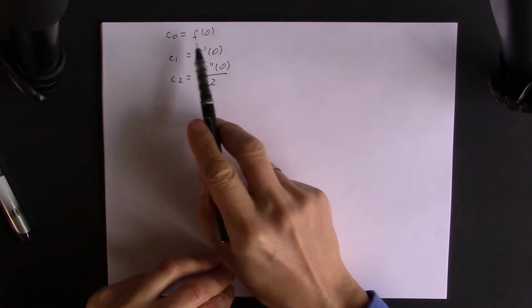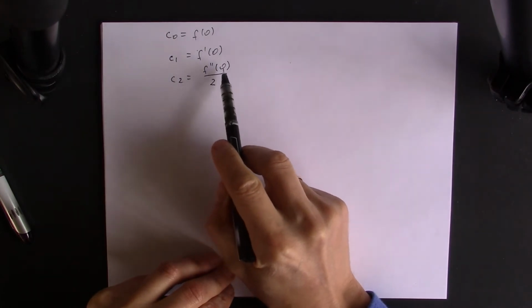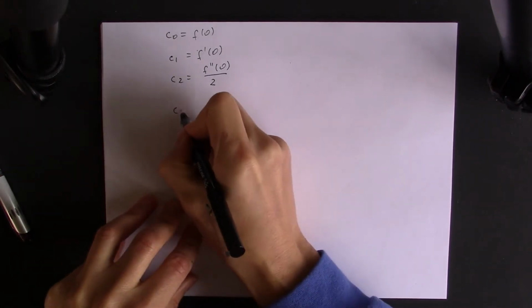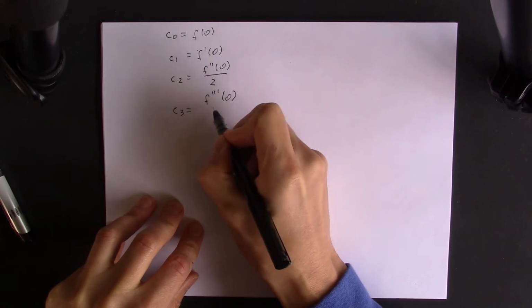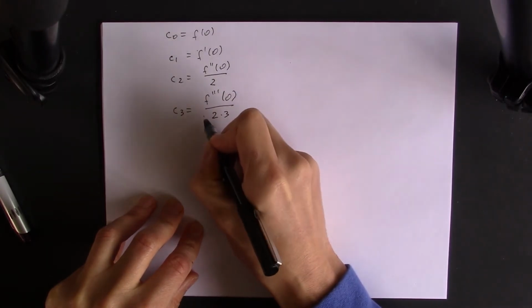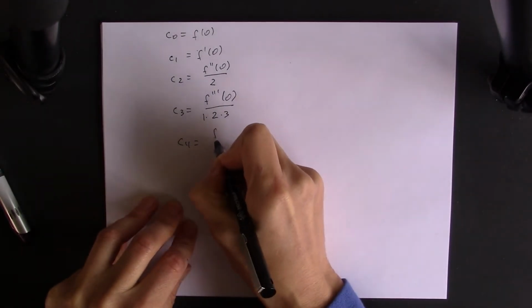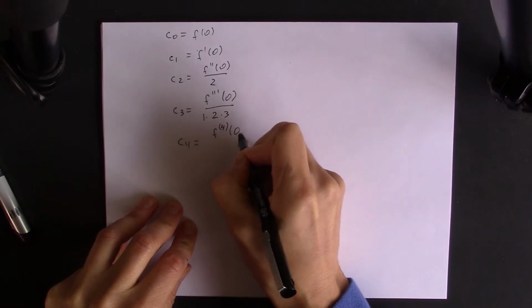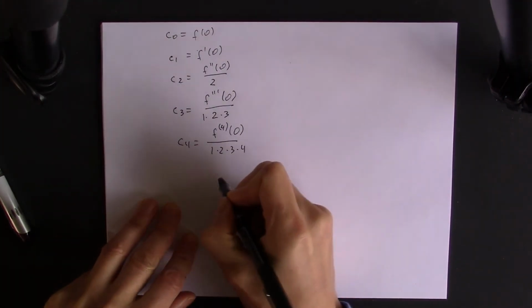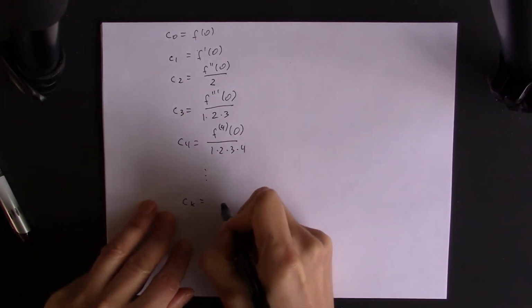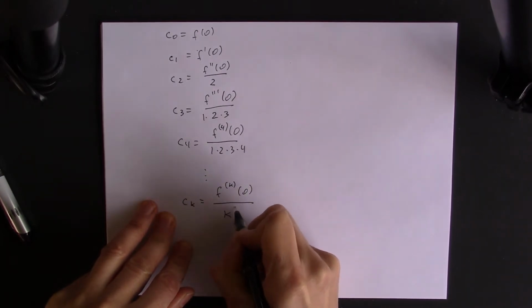So far we found that c0 equals f of 0, c1 equals f prime of 0, c2 equals the second derivative at 0 over 2, and if we keep on finding, then we find that c3 equals the third derivative divided by 2 times 3, and c4 is the fourth derivative at 0 divided by 1, 2, 3, and 4, and in general we can find that ck equals the kth derivative at 0 divided by k factorial.